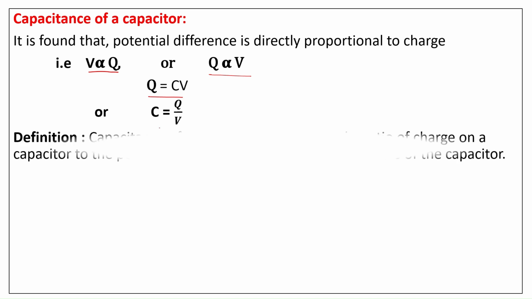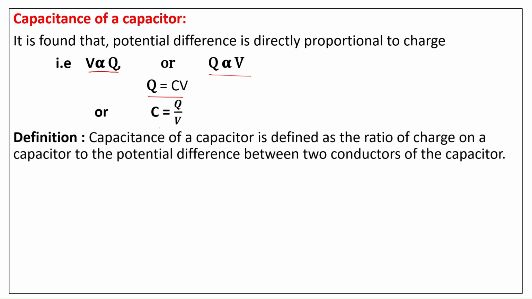Definition. Capacitance of a capacitor is defined as the ratio of the charge on a capacitor to the potential difference between the two conductors of the capacitor. The S.I. unit is coulomb per volt or farad, F.